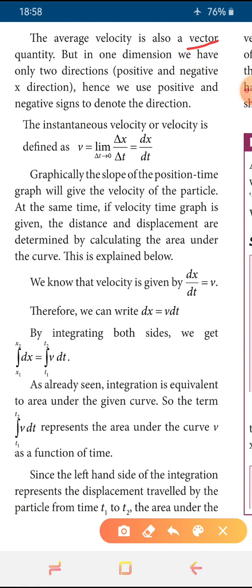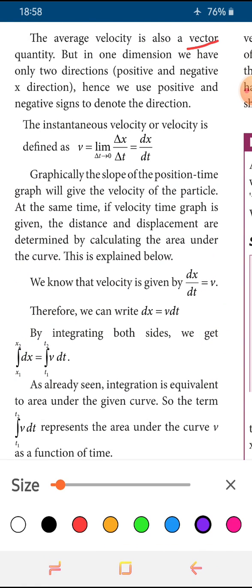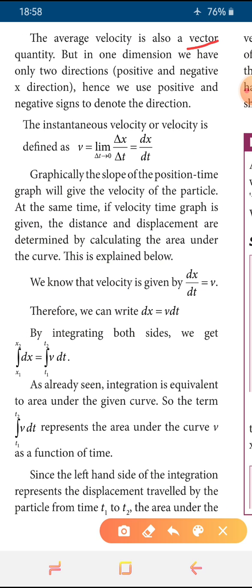So once again we are recalling what a vector is. Vector is nothing but it has both magnitude and direction, but here it is in one dimension. In one dimension we can explain only two directions, positive and negative x direction. Hence we use positive and negative x direction to denote the direction.